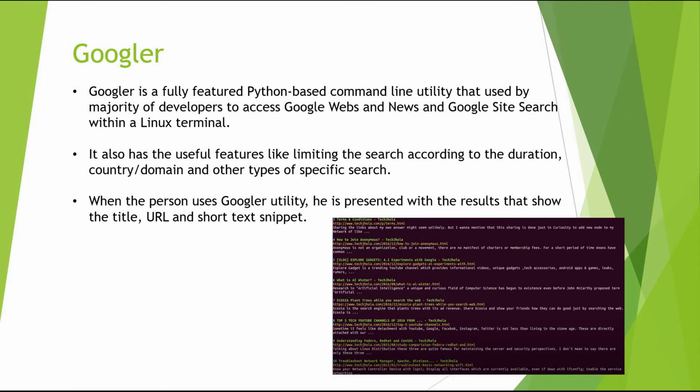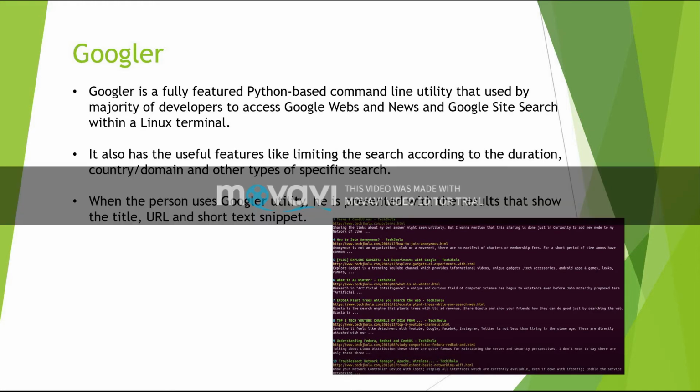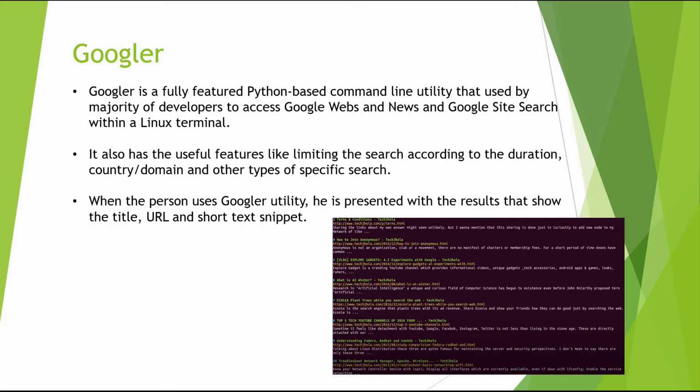Googler is another fully featured Python-based command line utility that is used by the majority of developers to access Google Web and News and Google site search within the Linux terminal. It also has useful features like limiting the search according to the duration, country domain, and other types of specific search.